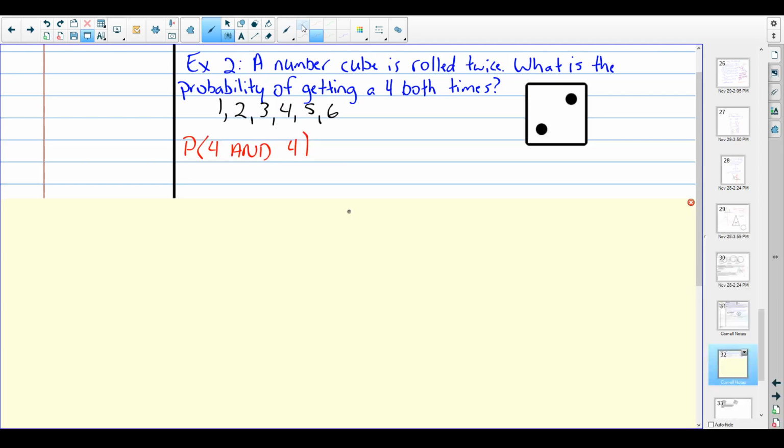Since it doesn't change, no matter how many times we roll the die, we say these are independent events. Because both times we roll it, there's just one 4 that we can roll. So it's going to be 1 out of 6 the first time. It's going to be 1 out of 6 the second time. And then anytime we want two things to happen at the same time, we multiply them together. So 1 over 6 times 1 over 6 is 1 over 36. So what is the probability of rolling a 4 2 times in a row? 1 out of 36.